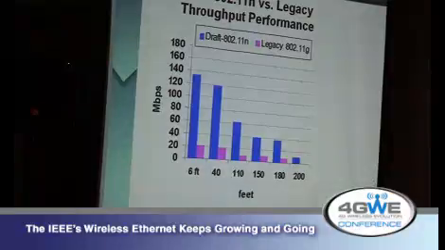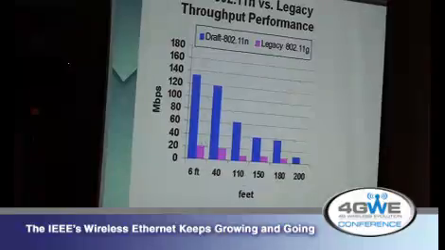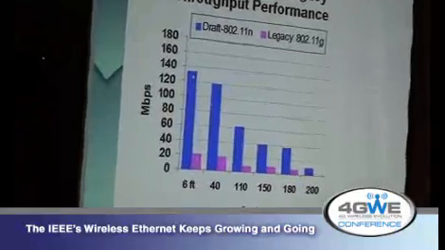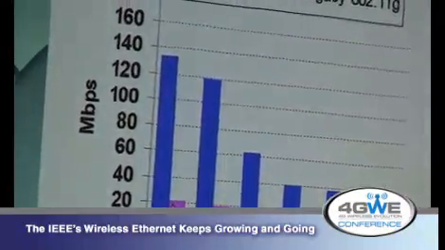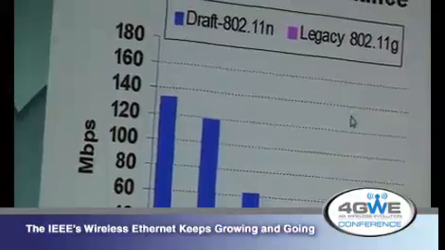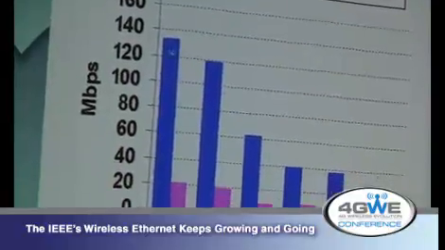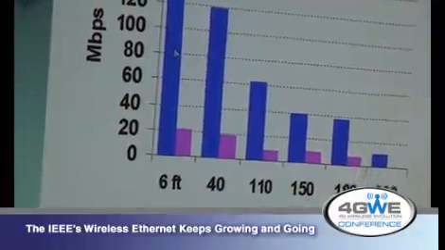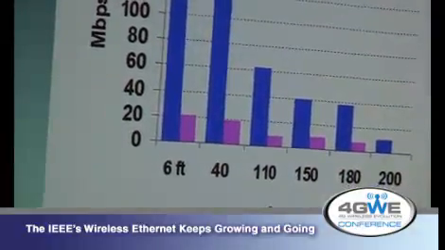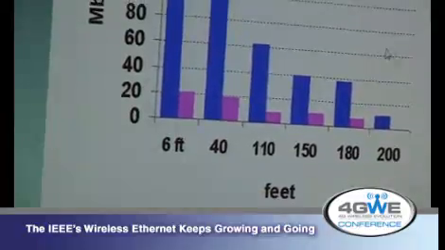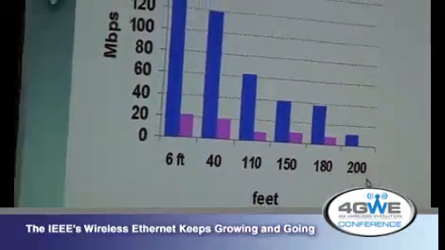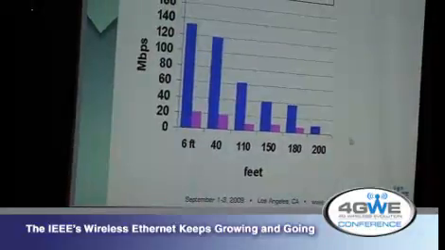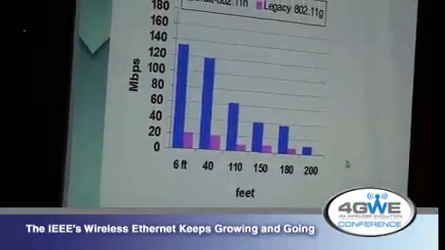So, draft N versus legacy. There is a tremendous step forward here. You can see the vast difference in throughput at different distances between legacy and the N products. This is just an example in the 2.4 gigahertz band. I have personally tested this. This is the data that I got in a home environment. So you can see there's a huge step, and there's a good reason for that.